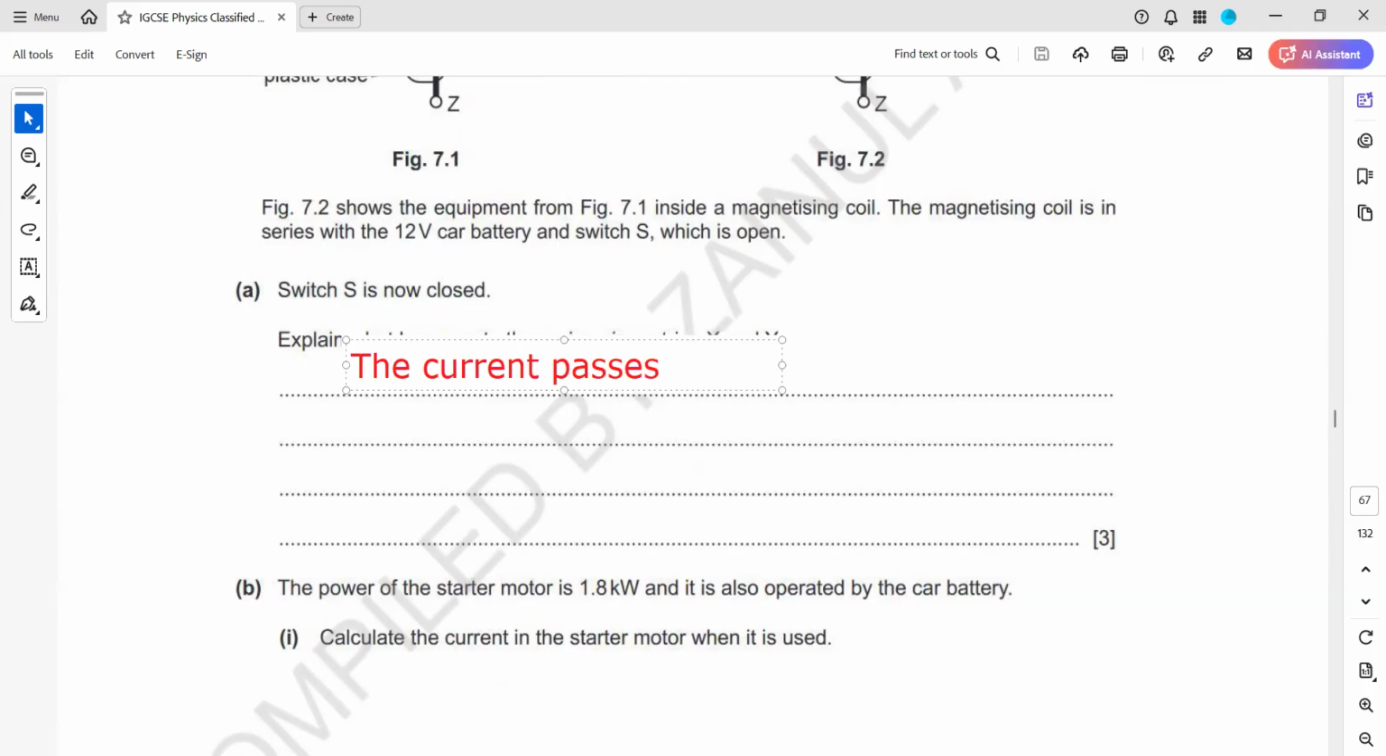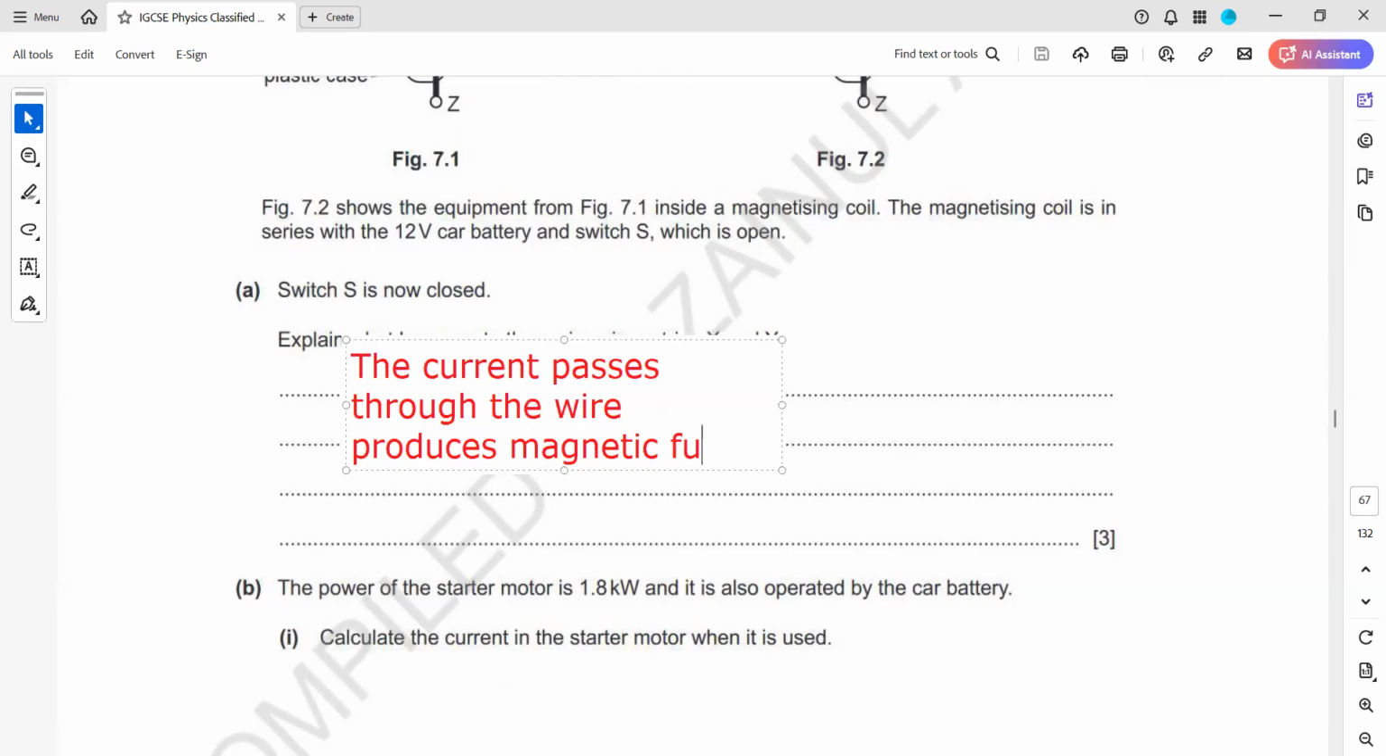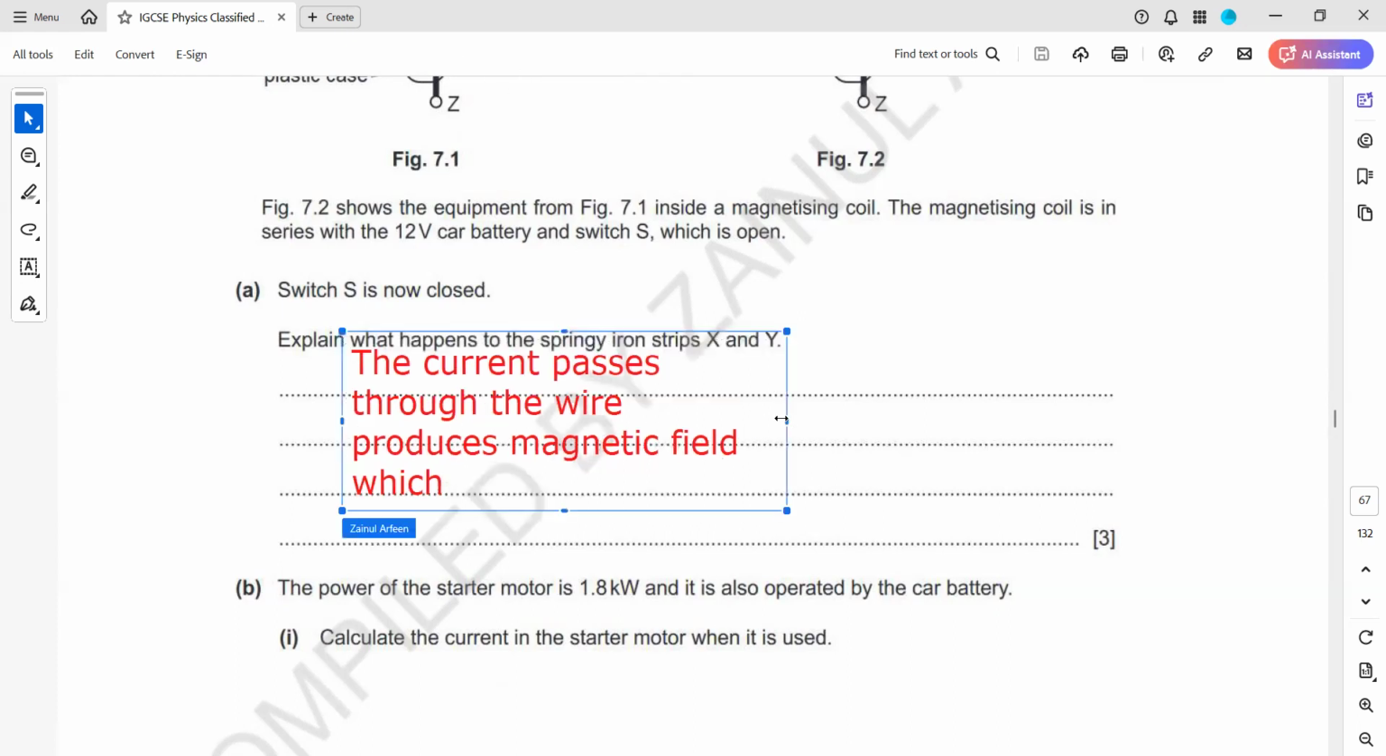But you have to write as well, even the way you said, but you have to write. The examiner should make them write. The current passes through a wire, produces a magnetic field. Sir, is it necessary to write? Produces a varying or, no, not varying. It's constant because a DC supply is there.